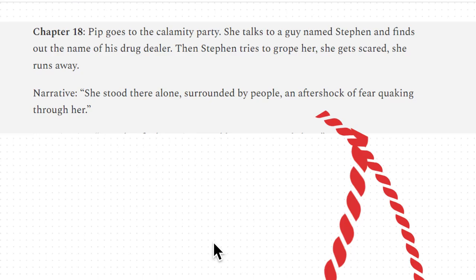She stood there alone, surrounded by people, an aftershock of fear quaking through her. And the investigative last line is, "I need to find Howie, I need leverage, I need sleep." Again, we have new information, new goal, revelation, decision, action.